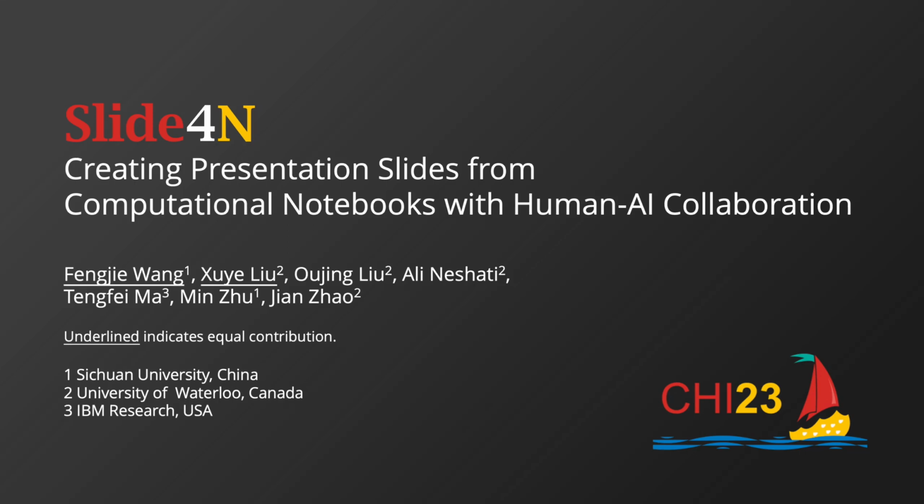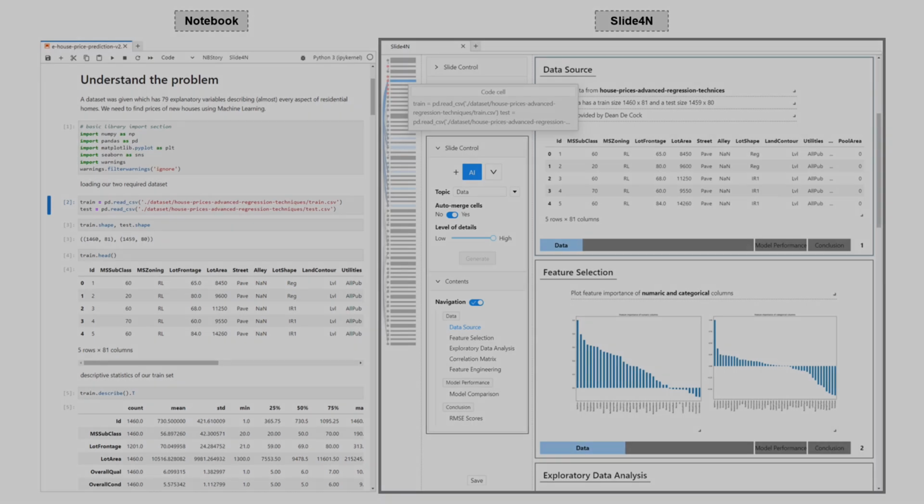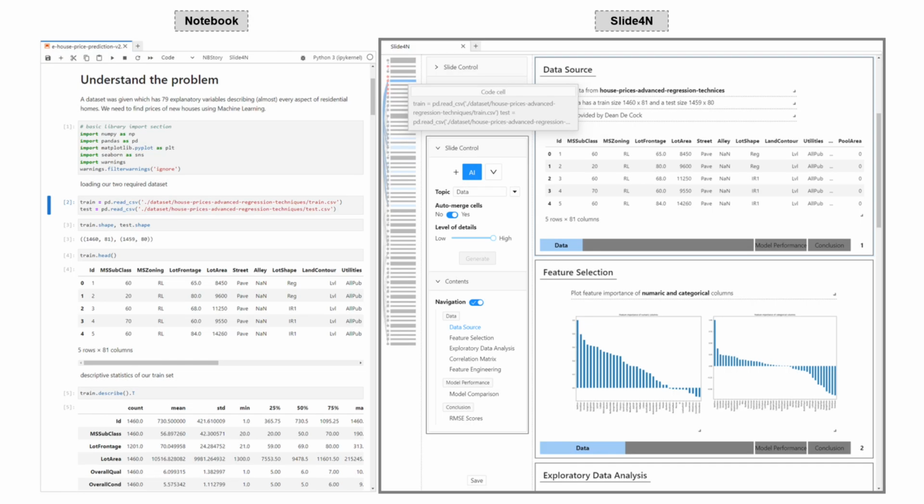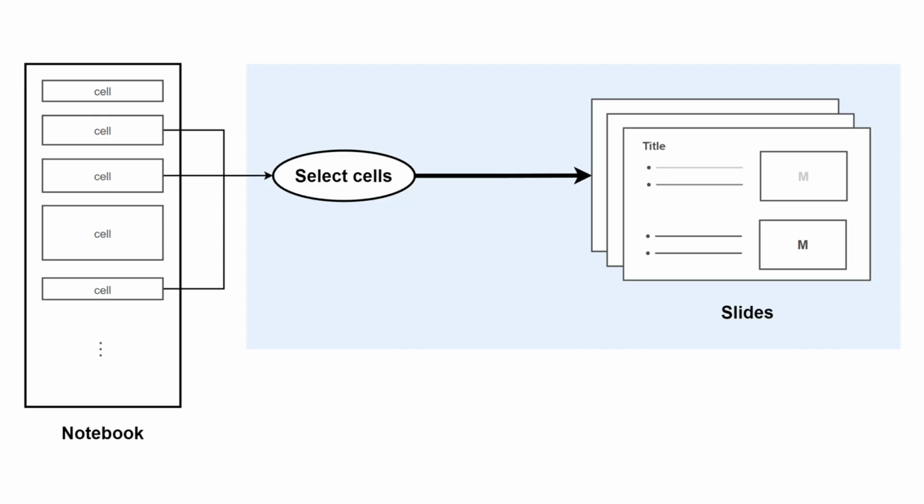In this video, we demonstrate Slide4N, an intelligent and interactive tool built as a Jupyter Lab extension, to support data scientists creating presentation slides from computational notebooks with human-AI collaboration. Slide4N takes user-selected notebook cells as inputs, and generates slides as the basis for users to refine later.